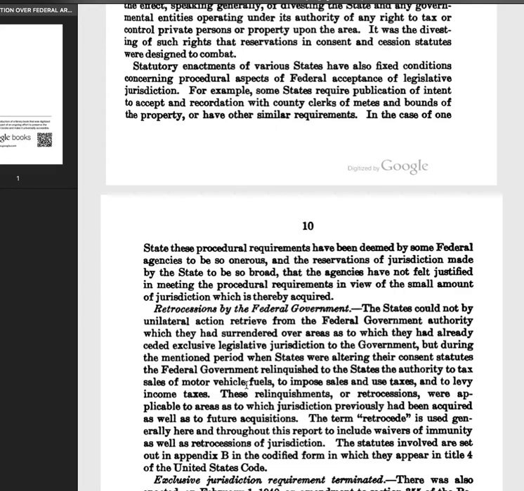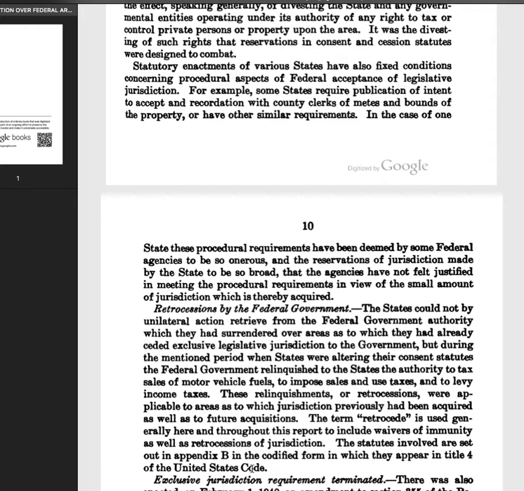These relinquishments or retrocessions were applicable to areas as to which jurisdiction previously had been acquired, as well as to future acquisitions. The term retrocede is used generally here and throughout this report to include waivers of immunity as well as retrocessions of jurisdiction. The statutes involved are set out in Appendix B in the codified form in which they appear in Title IV of the United States Code.